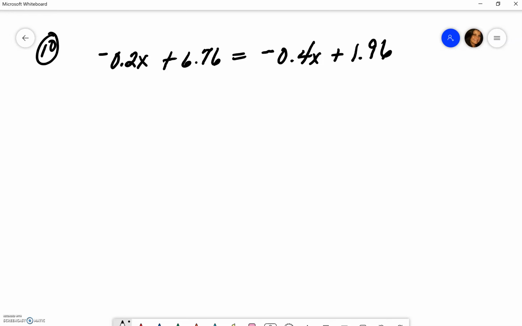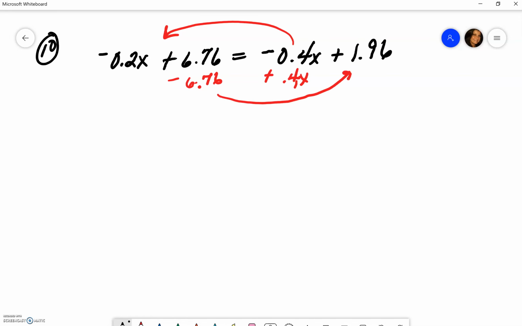So again, it's just shifting things around. It doesn't matter if you take it to the left or right. So I'm going to add this one so I can move it over to here. And then this one, I'm going to subtract it out so I can move it over here. So I'm going to rewrite it. So it'd be a negative 0.2x, and then we have a plus 0.4x on this side. On the opposite side, we have a 1.96 minus 6.76.